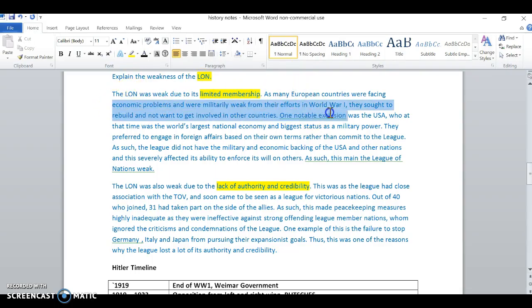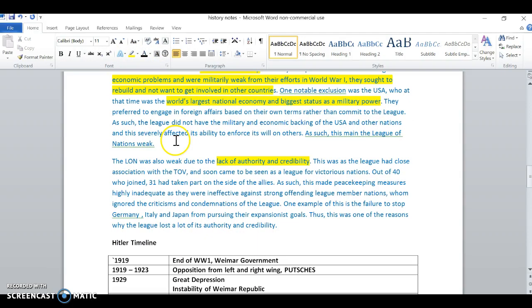Economic problems and military weakness from the efforts in World War One. Countries thought not to get involved in conflicts, so they were only looking to take care of themselves. As such, one notable exclusion was the US, so you must mention the world's largest economy and its status as a military power. Thus they preferred to engage in foreign affairs on their own terms rather than commit to the League.